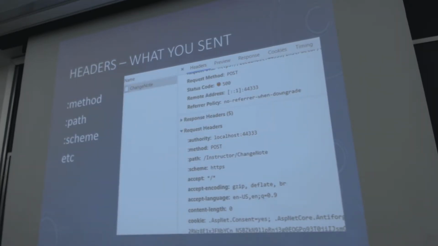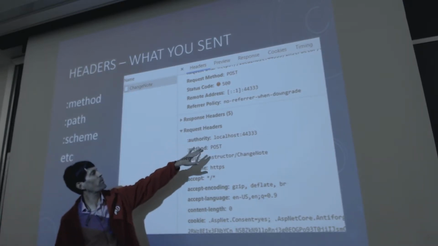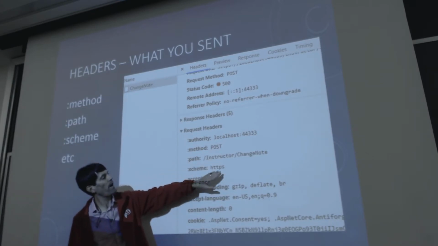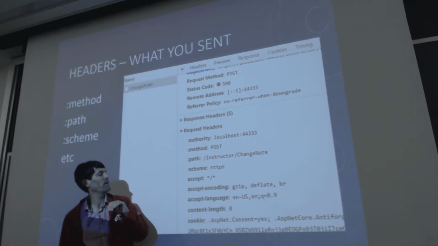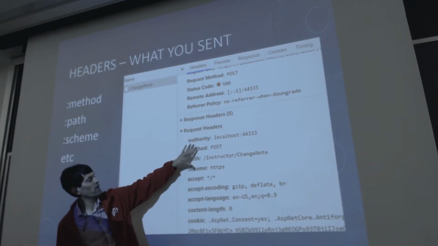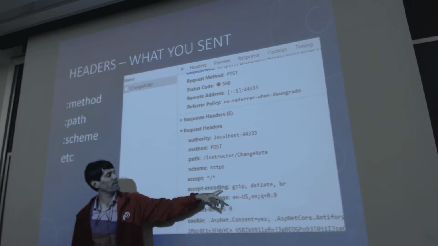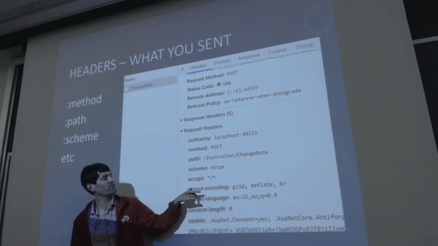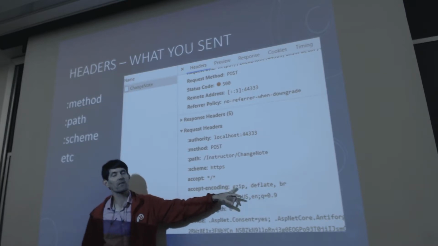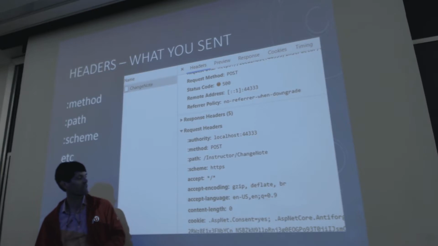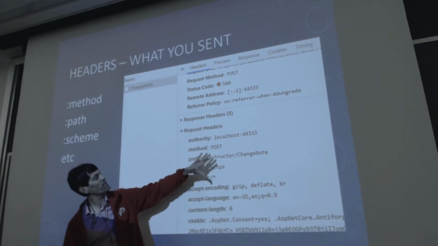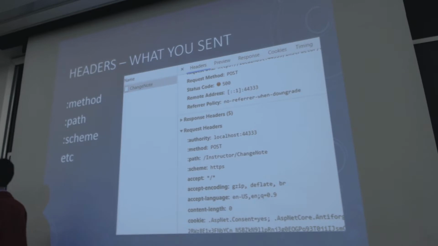Headers. So here is an example where we're sending things off, and here was the request. I sent a post request to instructor change note using secure HTTPS. And so all of these things look good, except encoding. I think I've mentioned that before, but this is saying that it's okay to compress the web pages as they go back and forth because both the server and the laptop know how to uncompress them. So all this interesting information you can use to verify, did you send the right request when things go wrong?